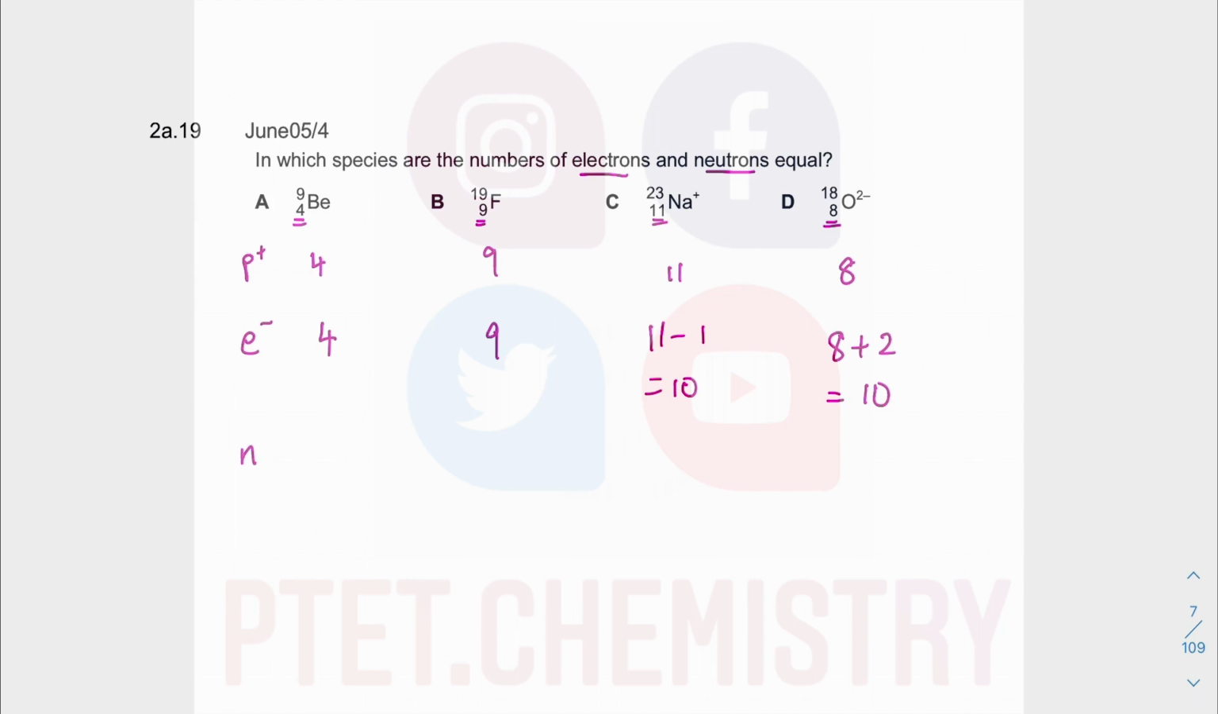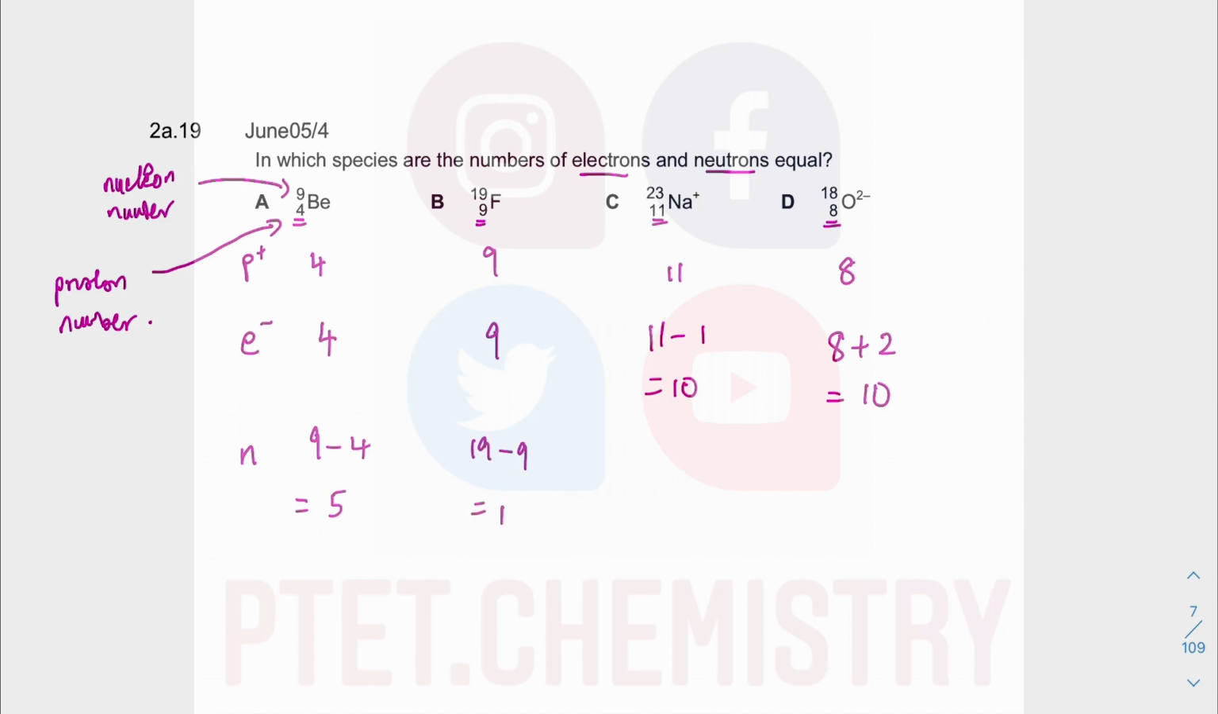Now the number of neutrons. The number which is bigger is called the nucleon number. It tells you the number of protons and neutrons in the nucleus. The number at the bottom is called the proton number. It's also called atomic number. So the number on top minus the number, well, the bigger one minus the smaller one is going to tell you the number of neutrons.